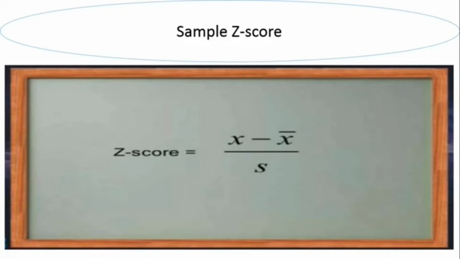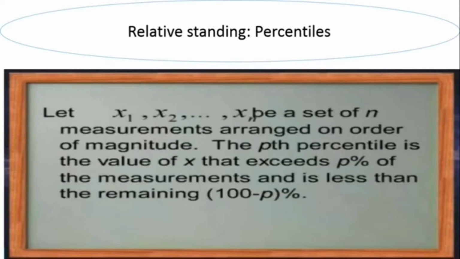Another relative standing is percentiles. If you have n observations, x1, x2 to xn, and we suppose that our measurements are arranged in order of magnitude, the pth percentile is the value of x that exceeds p% of the measurements and is less than the remaining (100 minus p)%.